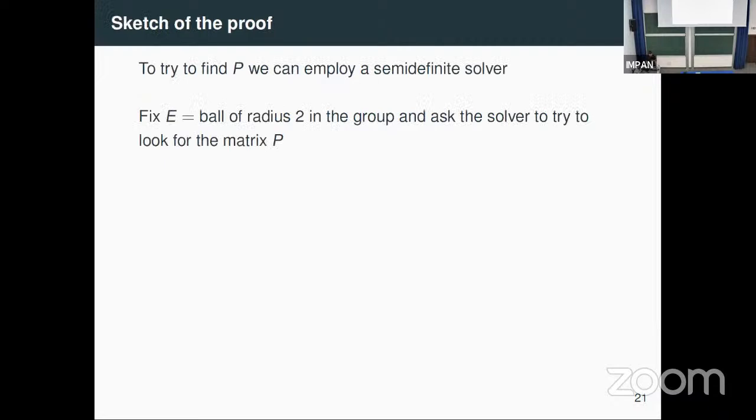Now the idea is to try to find the matrix P using a semi-definite solver. The way it works is we fix a set in the group, and we ask the solver to look for the matrix P on the given prescribed set. It might work, it might not. In principle it might happen that one needs a larger set that we're not able to access, for instance because it's too large.